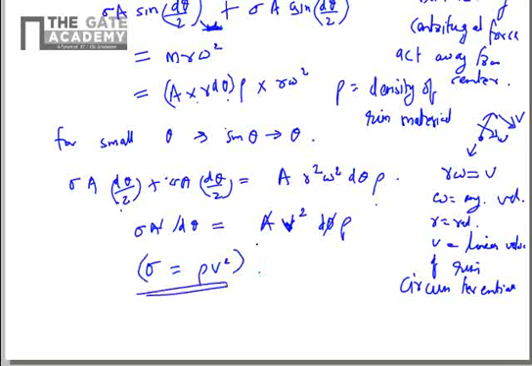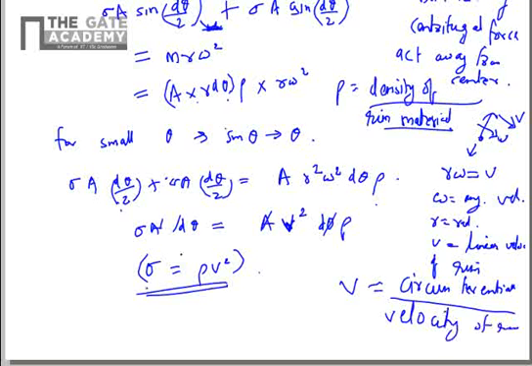So if you know the material density of the ring material and you know the circumferential velocity, v is equal to circumferential velocity of rim, then you can calculate sigma, the hoop stress or circumferential stress in ring.